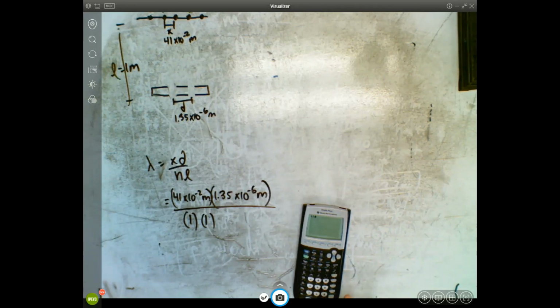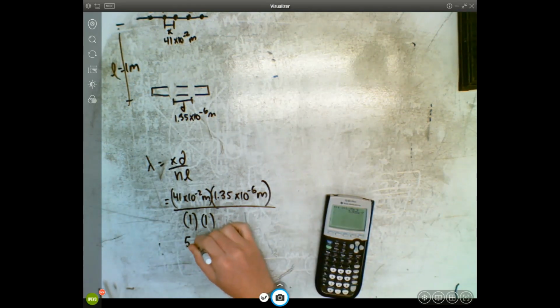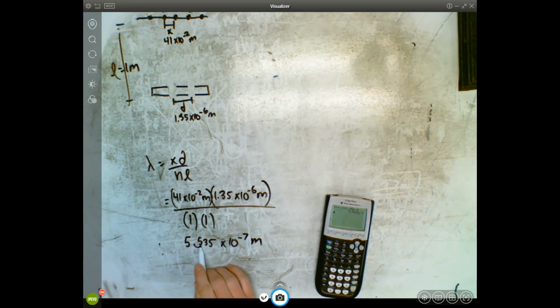We end up getting 41 times 10 to the negative 2 times 1.35 times 10 to the negative 6. So we end up getting 5.535 times 10 to the negative 7 meters. And when answering wavelengths of light, the answer on a test is going to be in nanometers a lot. So we want to move it over 2 spots, so it's times 10 to the negative 9. So this would be 554 times 10 to the negative 9 meters.